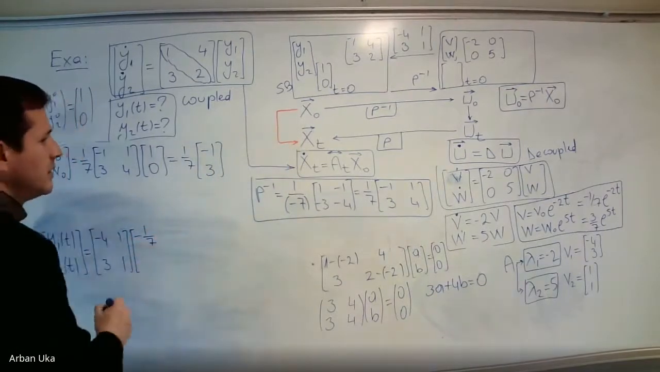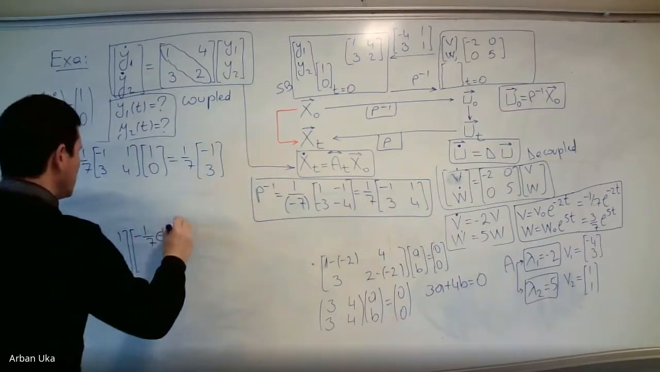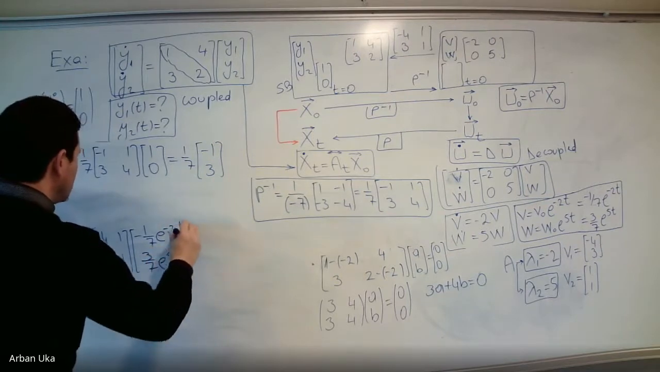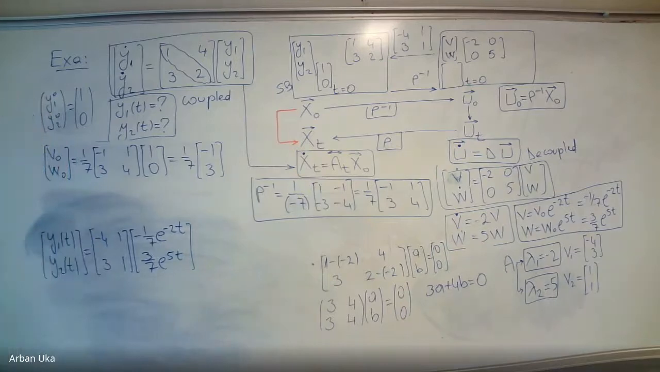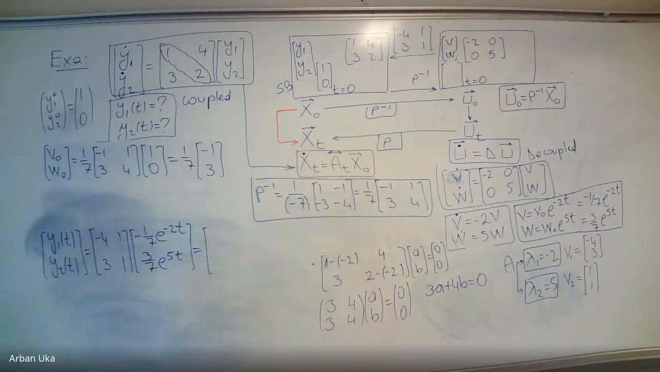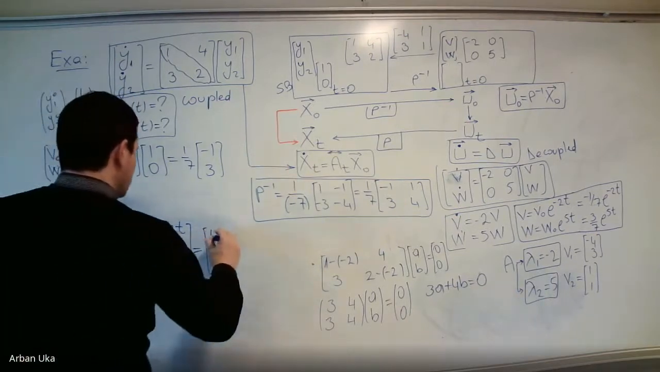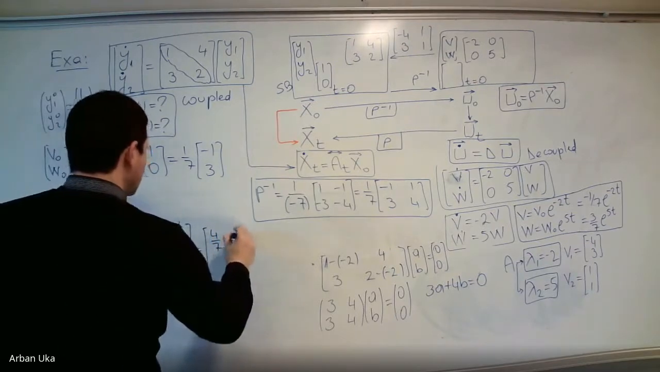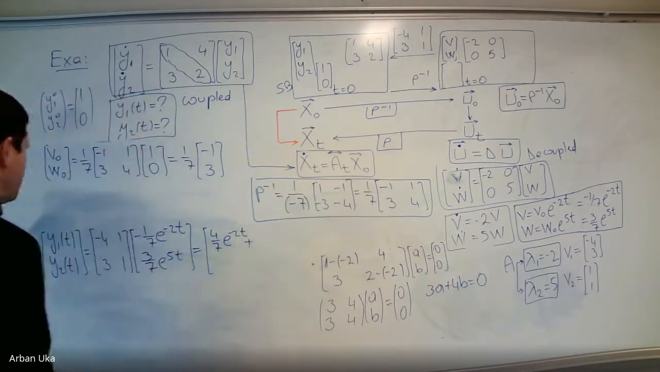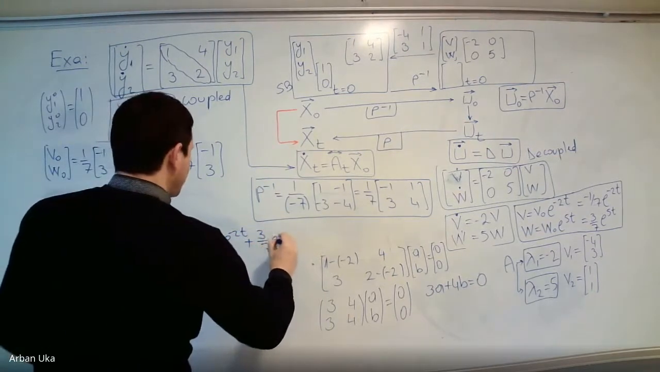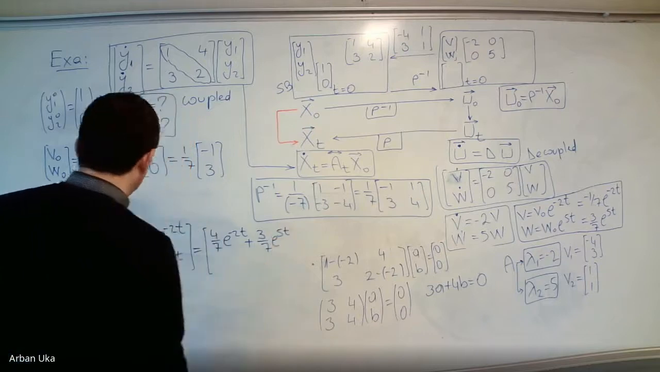-1/7 times e to the power -2t, and 3/7 e to the power 5t. This is the answer, okay? And the final answer is, let's multiply those. We get 4/7 times e to the power -2t, plus 3/7 e to the power 5t.